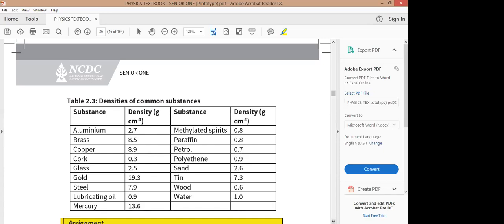There is a hand there, but I wanted somebody to also look at lubricating oil. Okay, Hannah. What is the value for it? It is 0.9. Okay. Now, can somebody tell me what is common about those substances? Daniela. They're almost the same. Yes, they are almost the same. Some of them are more by 1 or less than 1 by 1.